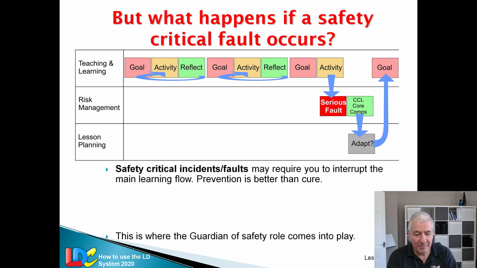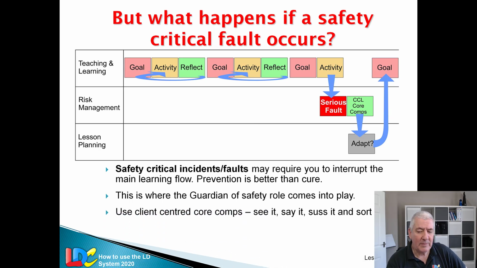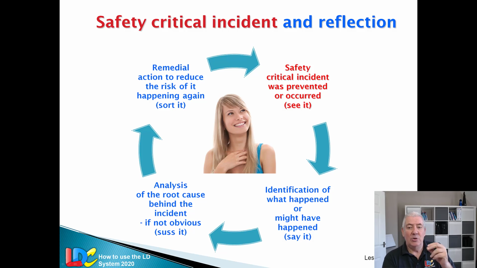Prevention is always better than cure, of course. This is where your guardian of safety role comes into play, always being alert to what's going on ahead of you, behind you and to the side, and what may happen. So we use our client-centred core competences. We see it, we suss it, we sort it, with heavy involvement of the learner. If a safety critical incident was prevented, or we're talking about it afterwards, we must bring it to their attention. Were you aware? Don't get into, did you realise you made a mistake there? That shreds self-confidence. So identify what happened or might have happened.